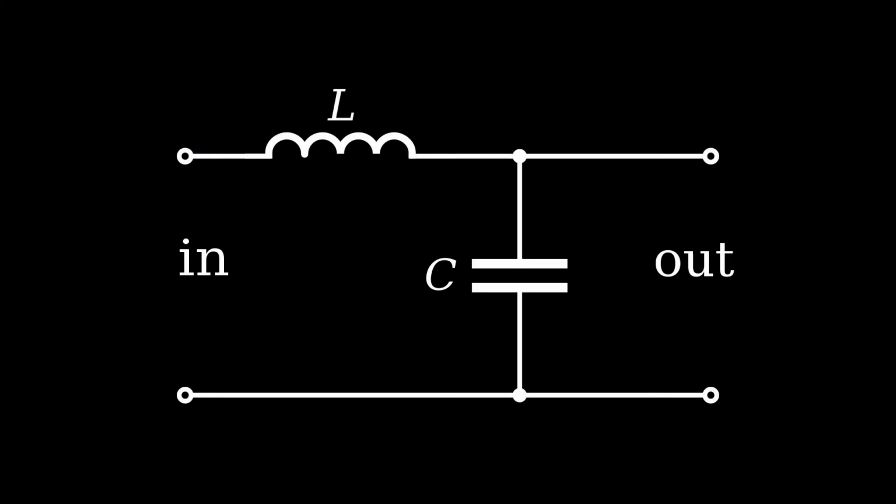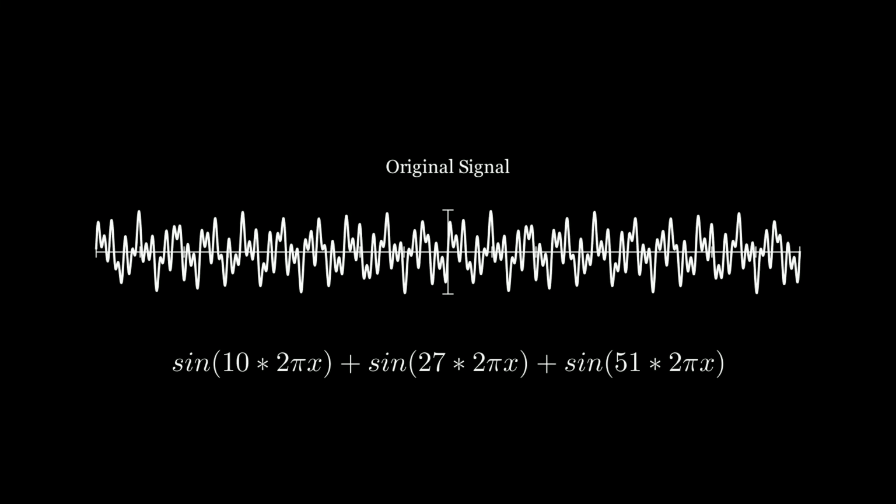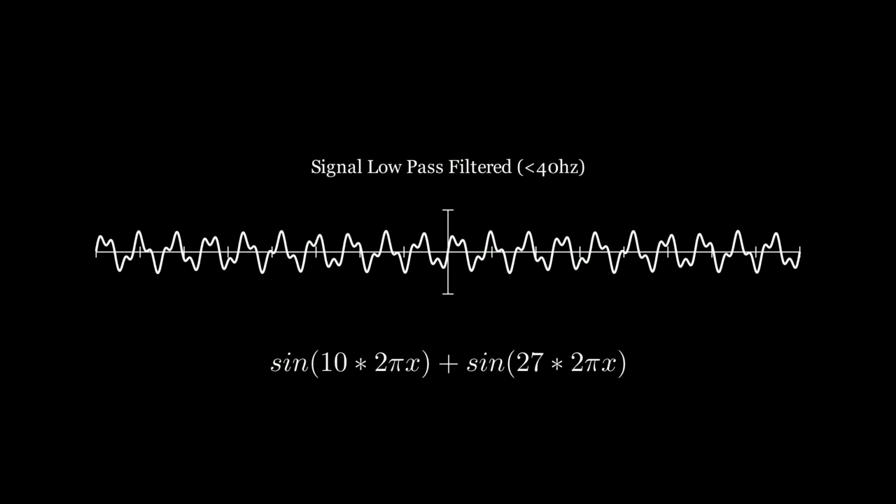Put abstractly, a filter is a small circuit that, when fed a signal, can attenuate or diminish frequencies above or below a specific cutoff frequency. Here is the equation for a signal with three components at different frequencies: 10 Hz, 27 Hz, and 51 Hz. A filter that attenuates frequencies above the cutoff is called a low-pass filter, as it only lets lower frequencies through. If I low-pass filter this signal at 40 Hz, the 51 Hz component, being above the cutoff, is eliminated, while the 10 Hz and 27 Hz components pass through.